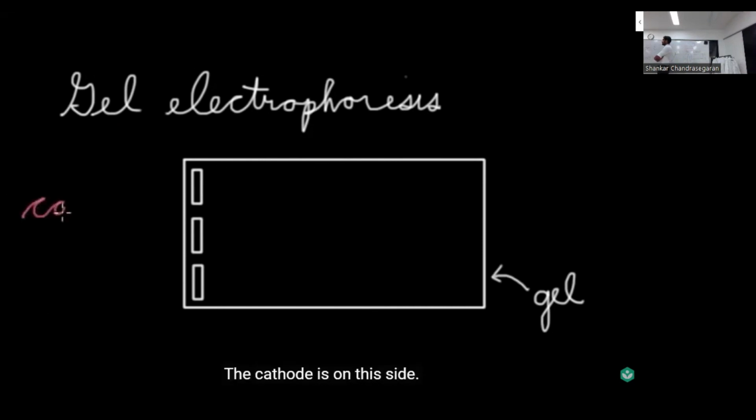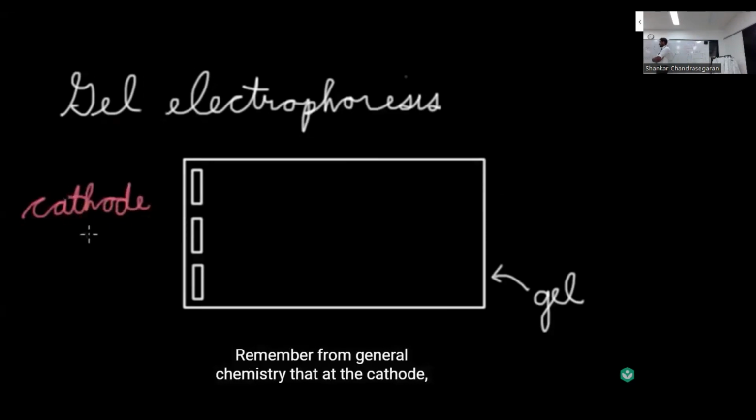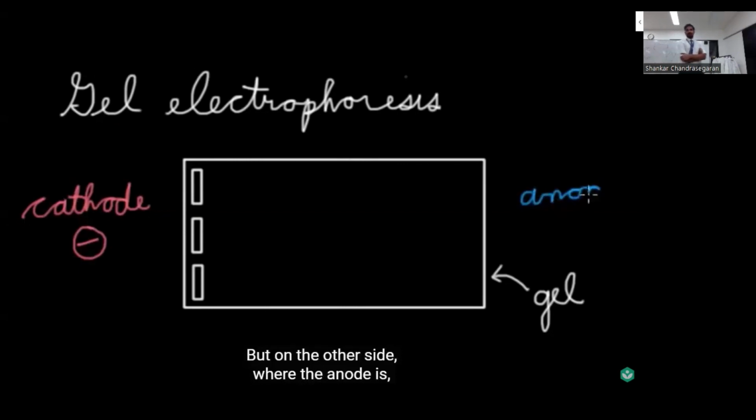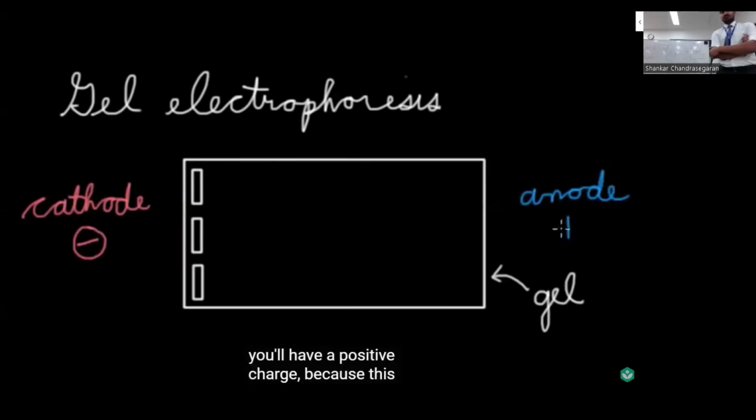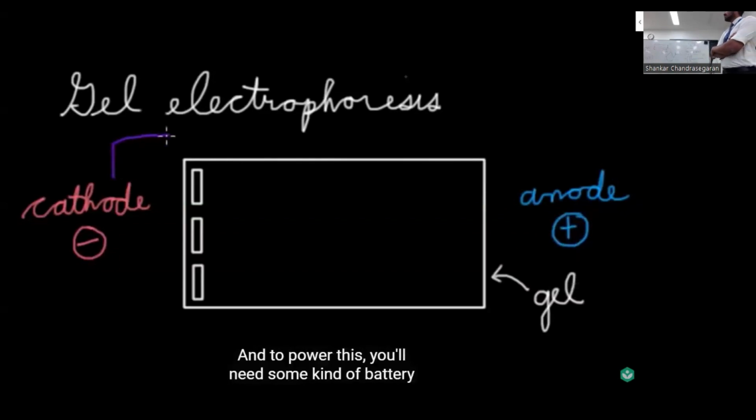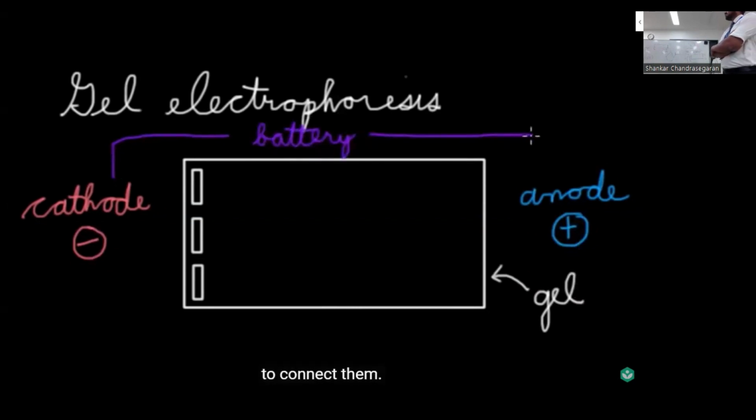The cathode is on this side. Remember from general chemistry that at the cathode, reduction takes place, so you'll have a negative charge. But on the other side, where the anode is, you'll have a positive charge because this is where oxidation is taking place. And to power this, you'll need some kind of battery to connect them.